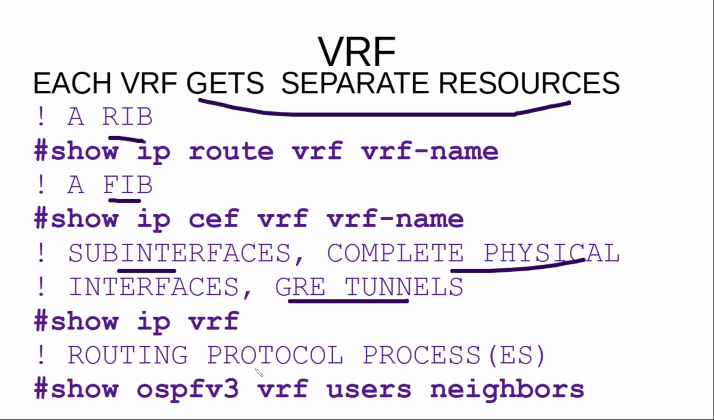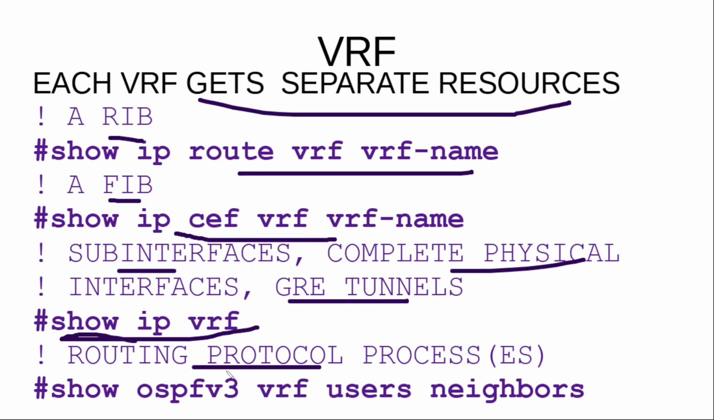And also, VRFs are free to run their own routing protocols that will run independently from other VRFs. So these are, for instance, your commands to see your RIB for a particular VRF. This is the command to see your FIB for a particular VRF. In order to see how many interfaces each VRF has assigned, you can use this command. And in order to see how your routing protocols are behaving, you can always use the parameter VRF and the name of your VRF in order to troubleshoot your routing protocols.